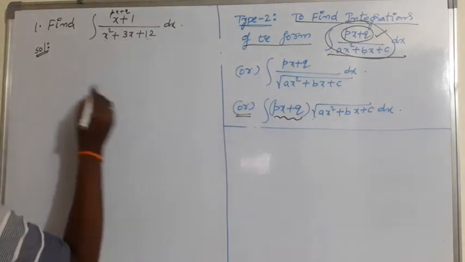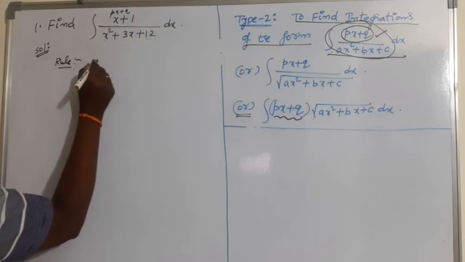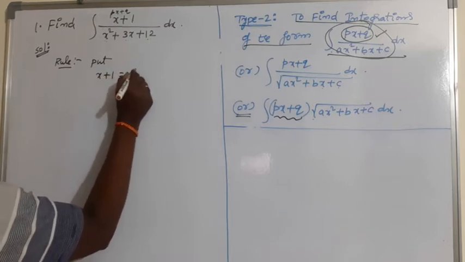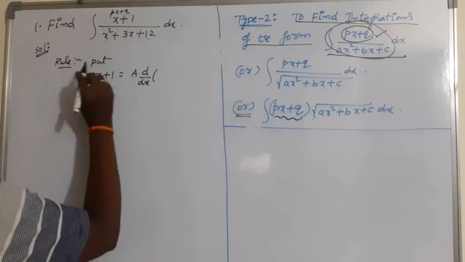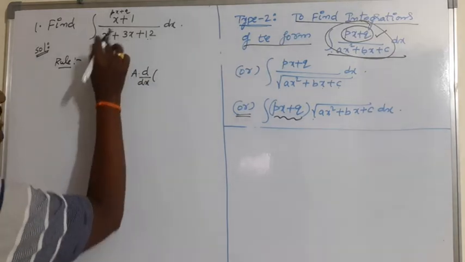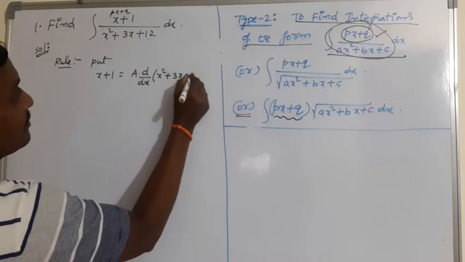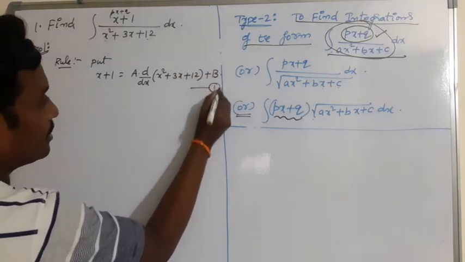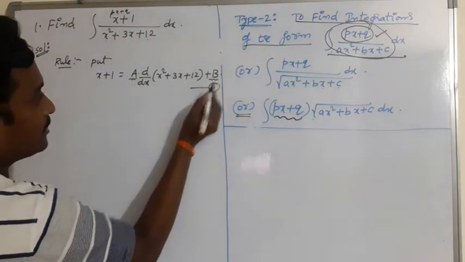So, what is the rule? We should take numerator x plus 1 is equal to capital A into the derivative of the quadratic term which is involved in the given problem, nothing but the denominator, x square plus 3x plus 12, plus capital B. Take it as equation number 1. Now we are going to find out the values of capital A and capital B.